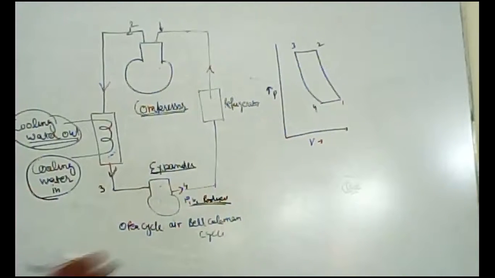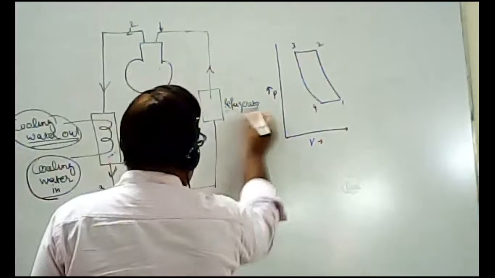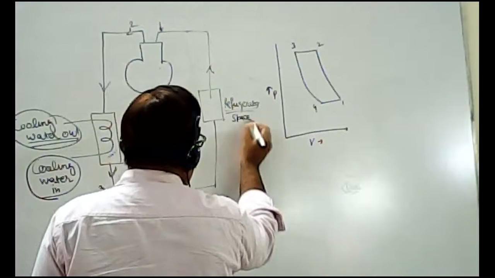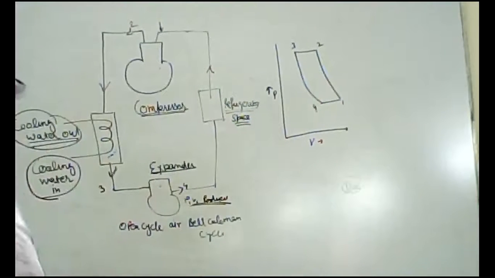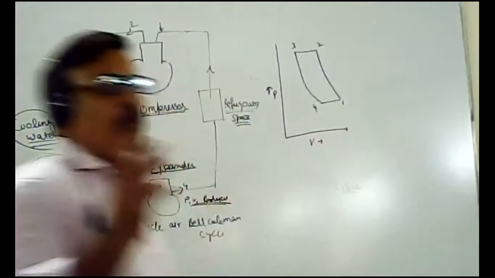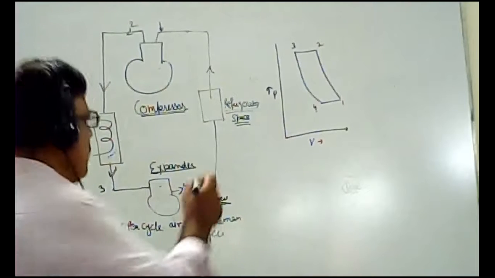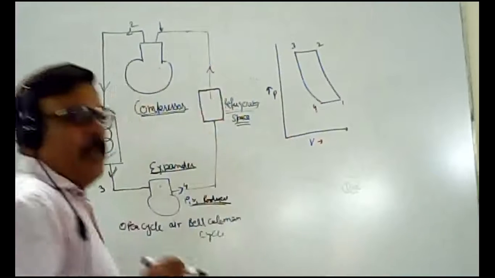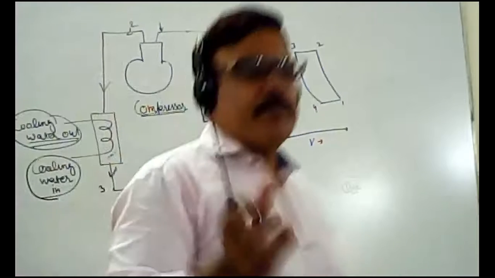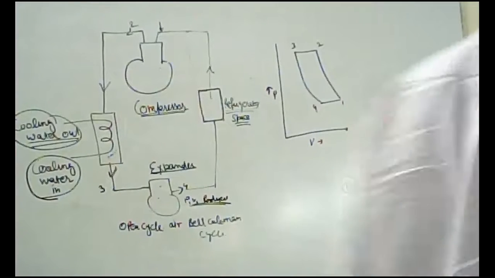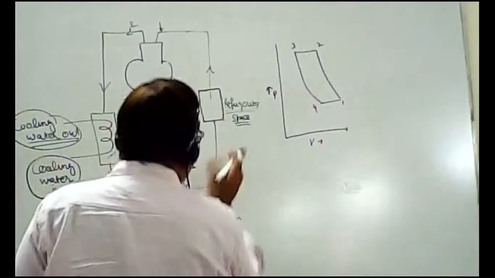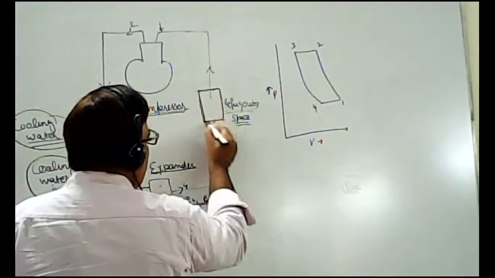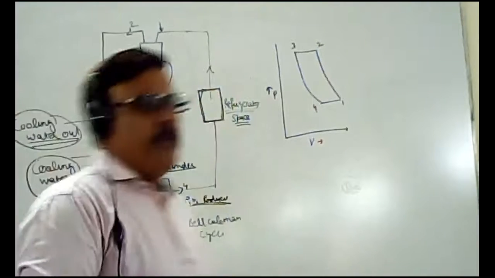After that it passes through the refrigerating space. There it takes the heat load, and its temperature increases at constant pressure. So this is for the open cycle. Here air is fed to the open space. It is not passing through a pipe, as I explained in the previous lecture; it is fed directly to the space which is going to be cooled.